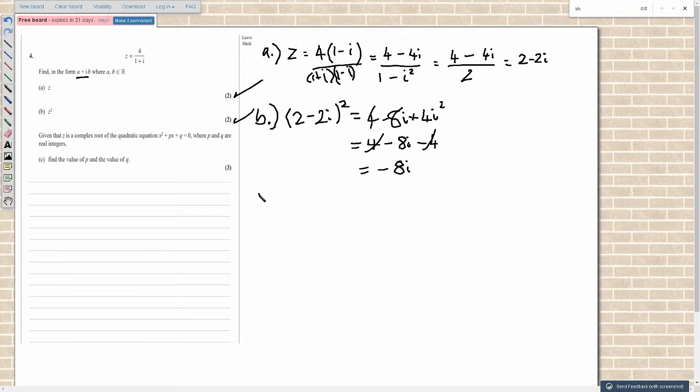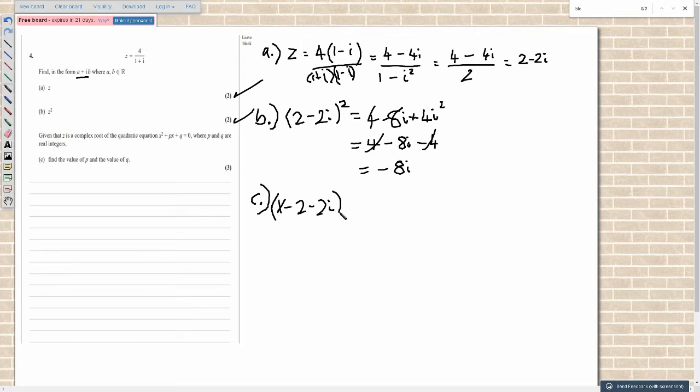And then part C. It tells you that z is a complex root of the quadratic equation x squared plus px plus q equals 0, where p and q are real integers, and we're asked to find the value of p and the value of q. So the first thing to remember, if you're told that z is a complex root here, so 2 minus 2i is one of the roots of the equation, then the conjugate of this is also a root of the equation. So I can express this as (x minus (2 minus 2i)).